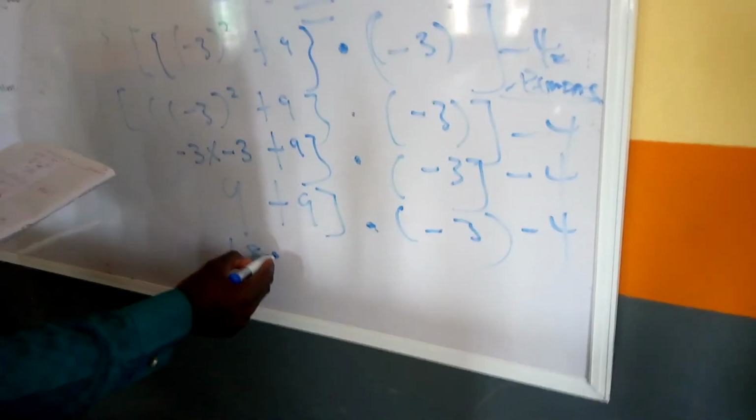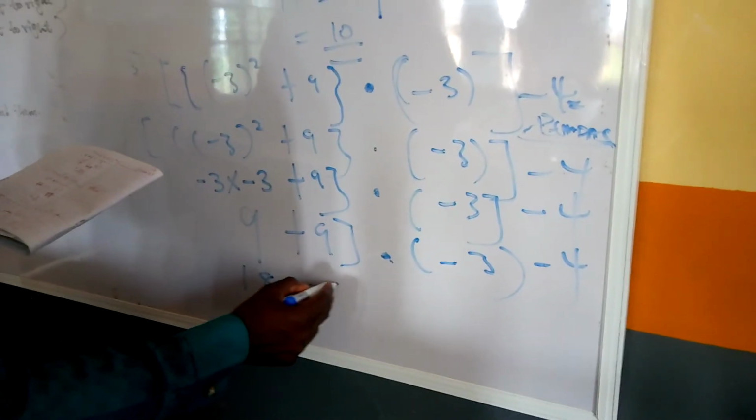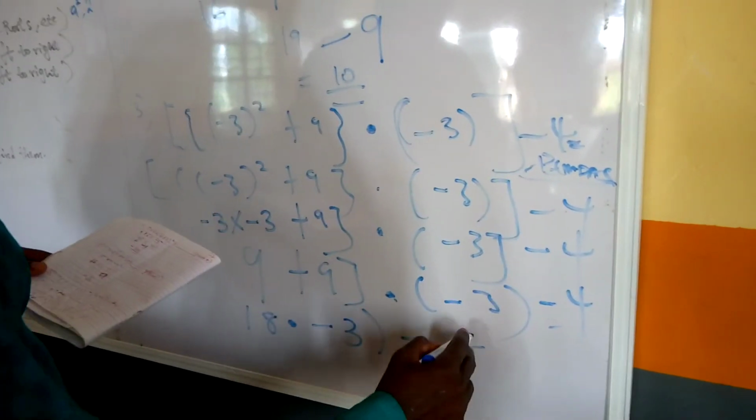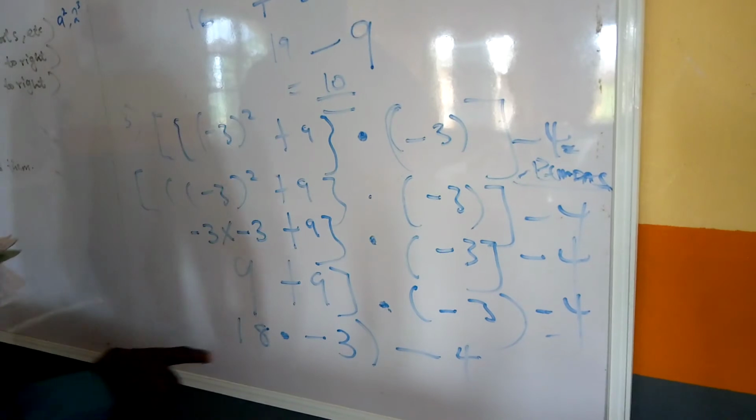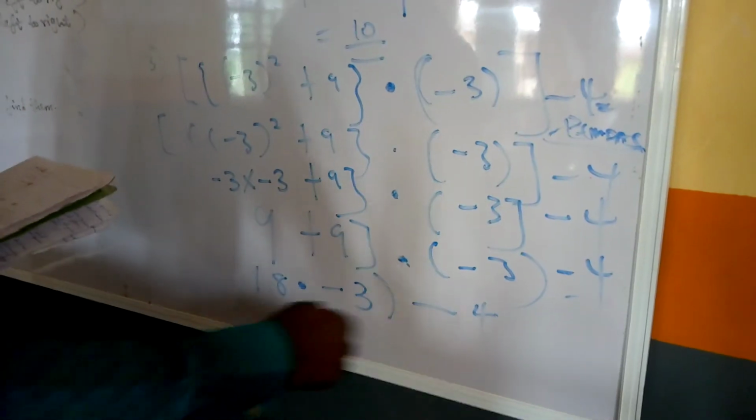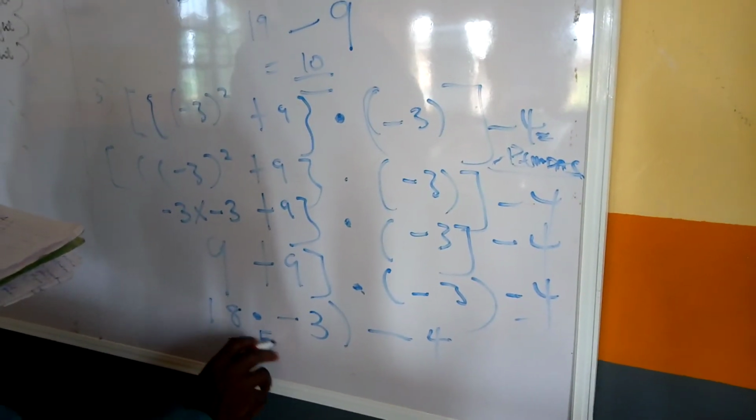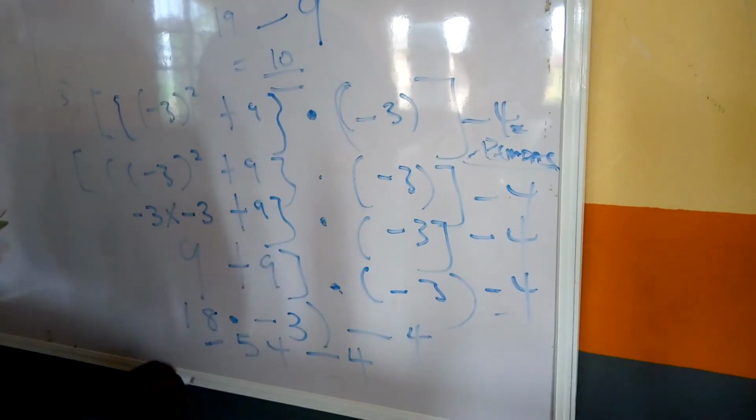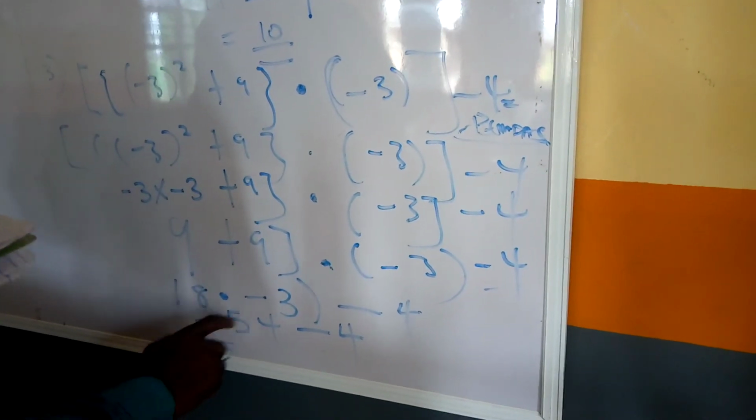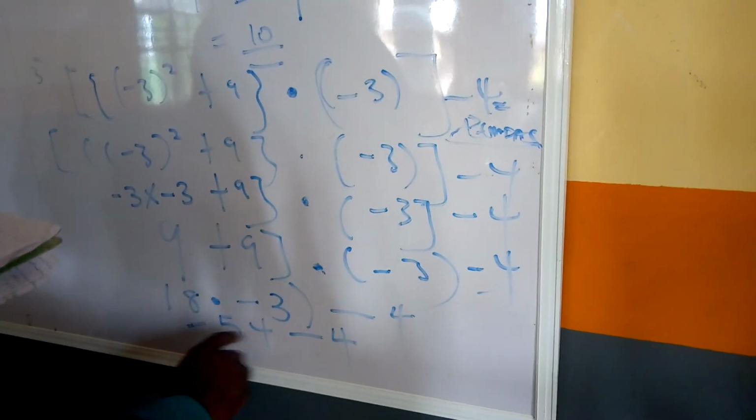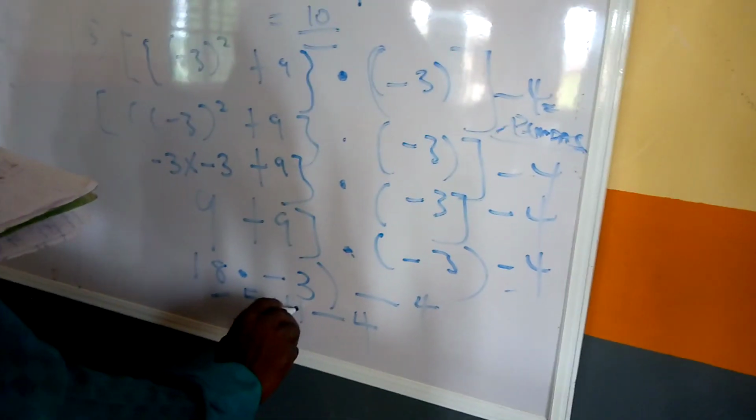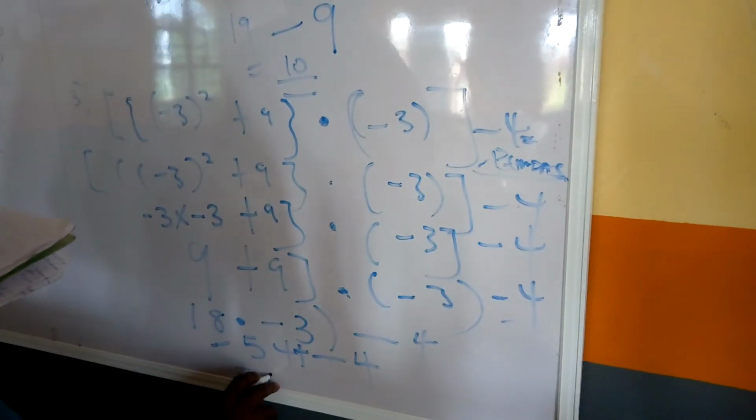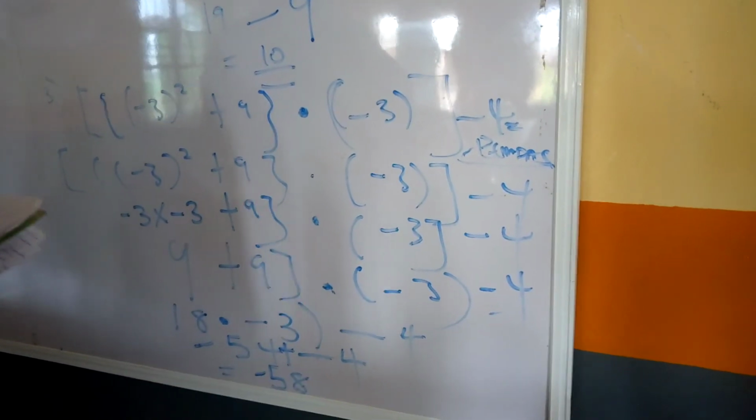That's 18 multiplied by minus 3, then minus 4. So the next thing we have there is 18 times minus 3. We have minus 54 minus 4. We write the minus 4 again. Then our answer is going to be minus 54 minus 4. Minus 54 plus minus 4, we have minus 58.